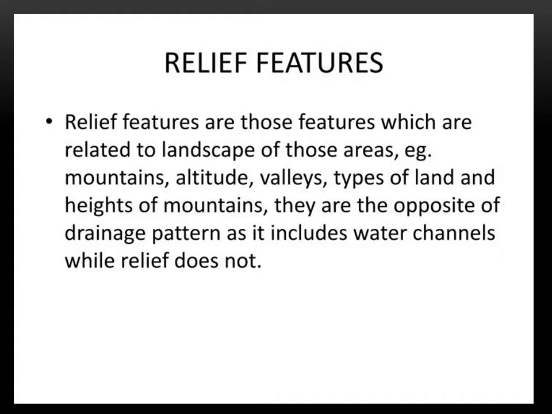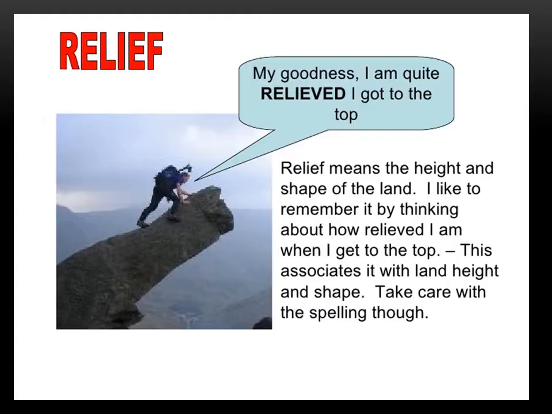They are the opposite of the drainage pattern as it includes water channels, while relief does not. So in geography, relief refers to the highest and the lowest elevation points in an area. Mountains and ridges are typically the highest elevation points, while valleys and other low-lying areas are the lowest. Relief means the height and shape of the land. I like to remember it by thinking about how relieved I am when I get to the top. This associates it with land height and shape. Take care with the spelling though.